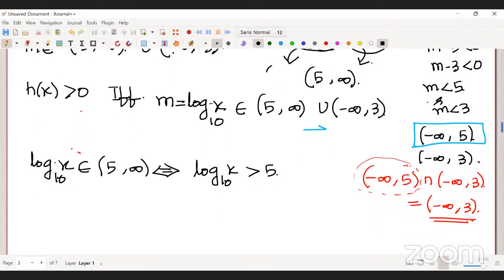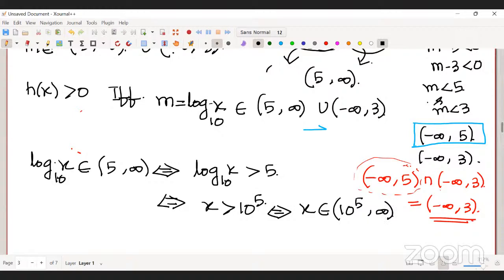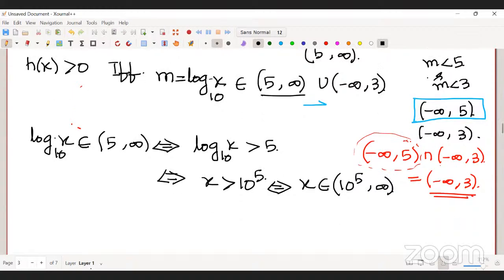Correct? Greater than 5. Okay. If and only if x is greater than 10 to the power 5. By definition, we have to do this. If and only if x is in between 10 to the power 5 and infinity. So I'm done with this interval, and I have one more thing.